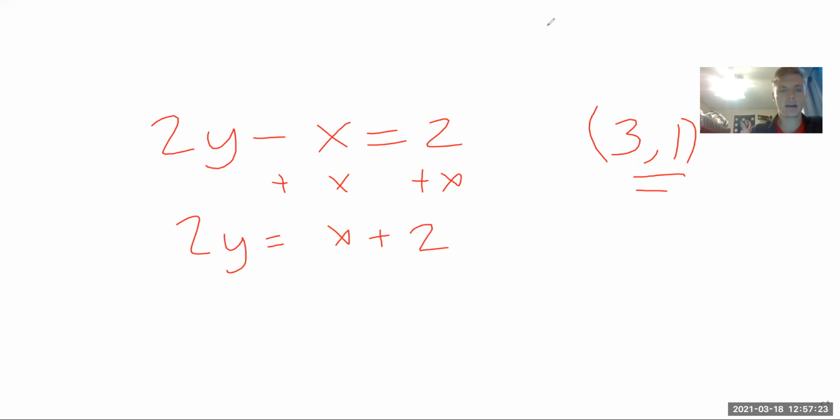Okay. And let's go y. Let's divide both sides by 2. X divided by 2 is 1/2 x. 2 divided by 2 is 1. So there's our slope-intercept form.